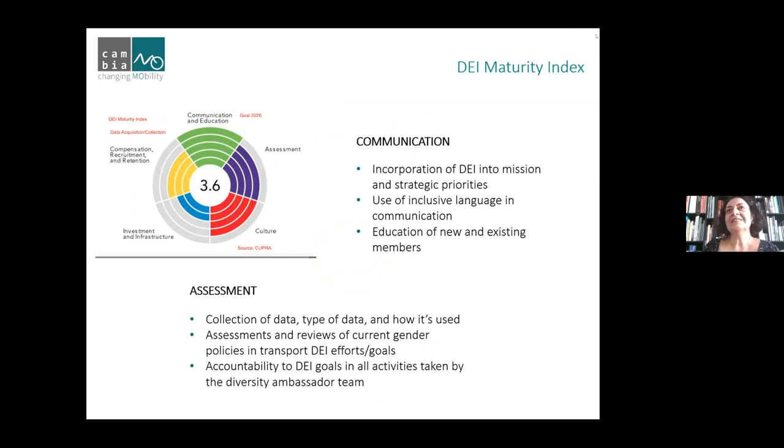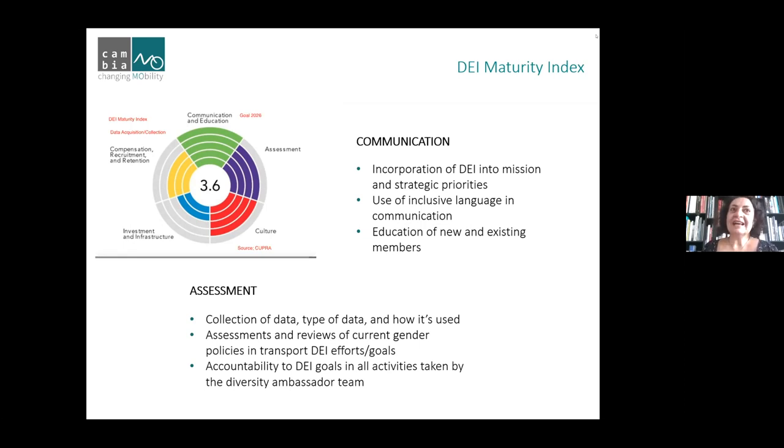We need maybe to incorporate diversity, equity and inclusion into mission and strategic priorities. Just like Joran said before, we need to incorporate equity at the beginning. Maybe it's not enough. We need to push a little bit more, if we would like to keep the eye on the target groups that I just exposed before. And we need to use inclusive language in communication. We need to educate new and existing members in research and policy makers and so on. I am completely persuaded that 70% of people would agree with that.